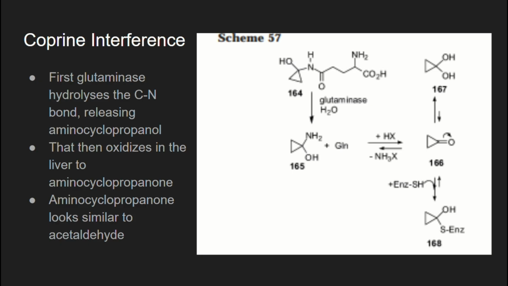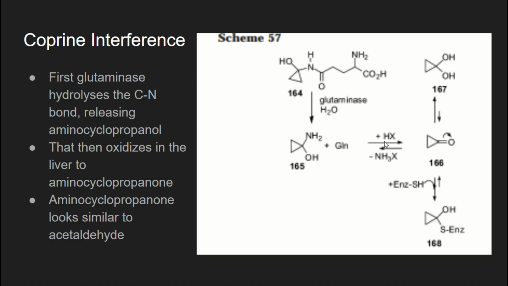What it's going to do is enter the body, and then in the liver, it's going to get attacked by glutaminase, which is going to form glutamate and 1-amino cyclopropanol. That just means it's got a 3-membered carbon ring, 3 carbons, cyclopropane. It's got an alcohol, and it's got an amino group. So it's 1-amino cyclopropyl alcohol, or cyclopropanol.